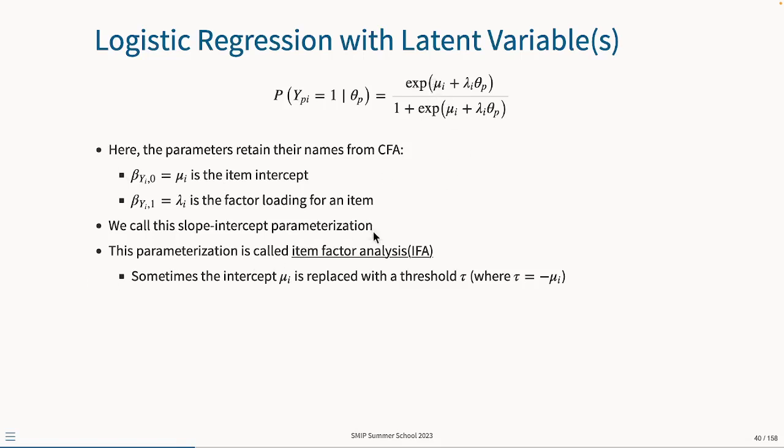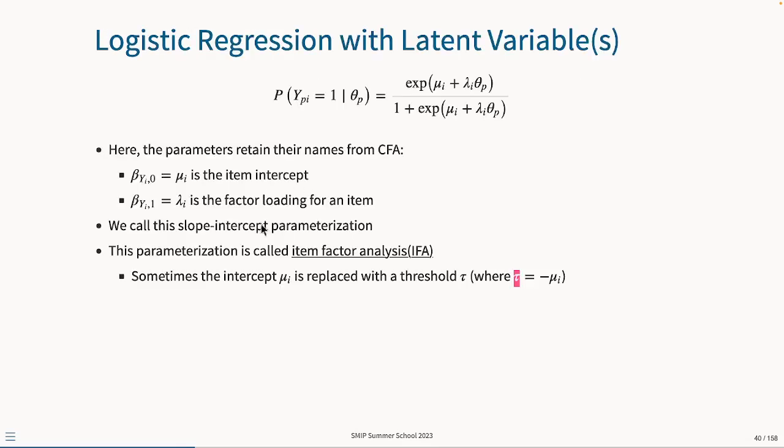The key that I like to think about is this is something we call slope-intercept parameterization, because we have a slope, lambda, and we have an intercept, mu, for it. Turns out sometimes in item factor analysis, depending on the software you use, we swap out mu for negative mu, which we then call a threshold. And that relates to when Lisa was talking about this plausible underlying continuous term. There's a connection to that in it.